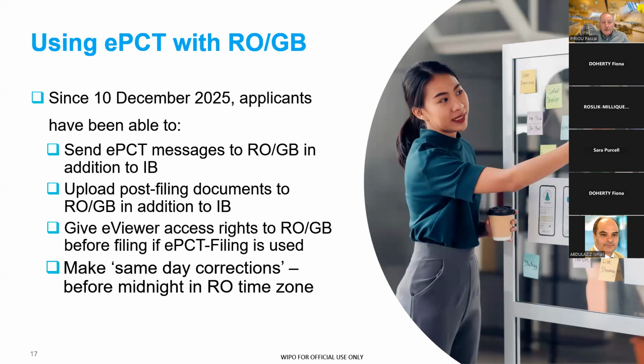So since December 10th, so meaning since the RGB server is hosted by the IB, you can now send ePCT messages to the receiving office in addition to the IB. You can also upload post-filing documents to the receiving office in addition to the IB. You can also give eViewer access right to the receiving office before filing, for sure if you use ePCT, but ePCT will be the sole method of filing. And you can do also, again, some same-day corrections before midnight in the RO time zone.